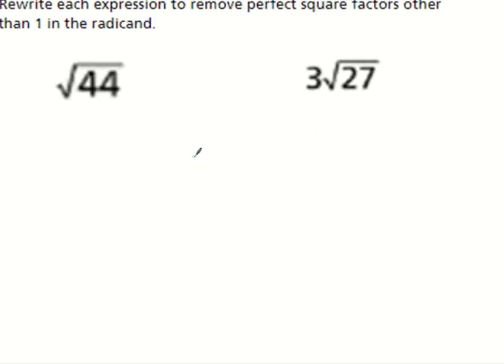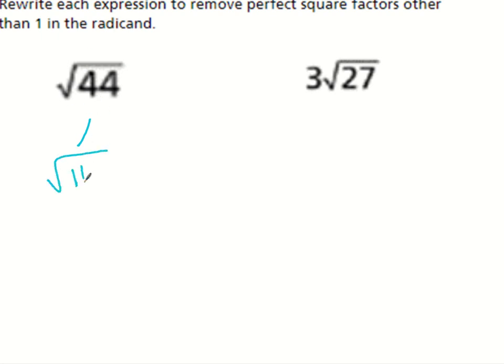So here we have two different examples. This one is 3 times the square root of 27, just so you know. If it wasn't multiplication, if it was a cube root, that 3 would be smaller and be right in here in the radical. So that 3 in front of it means it's multiplication. So for 44, I want to figure out what are factors of 44 that also have a perfect square in them.